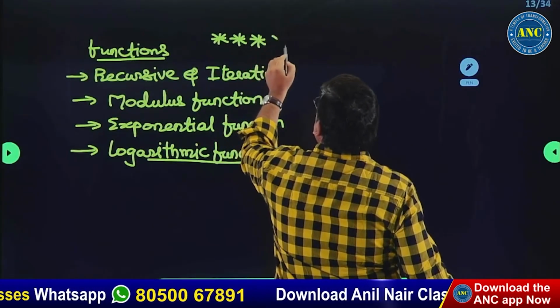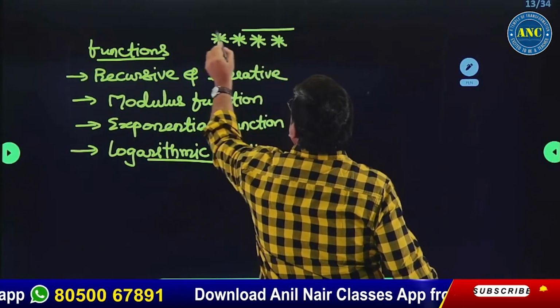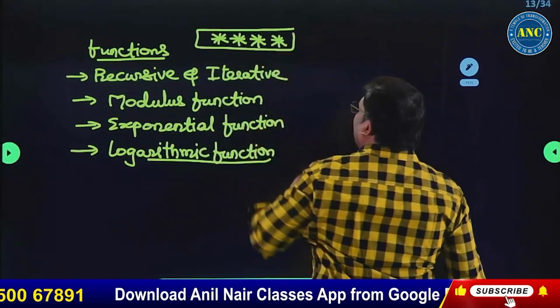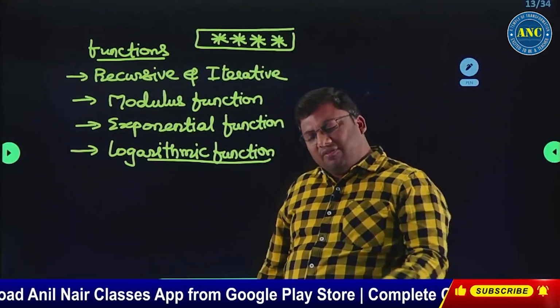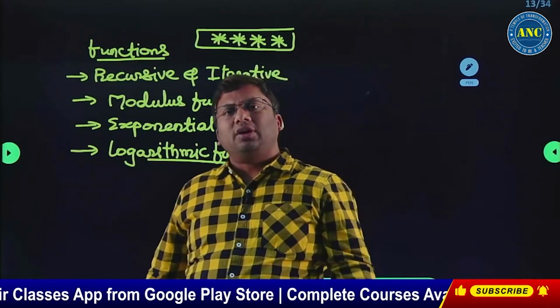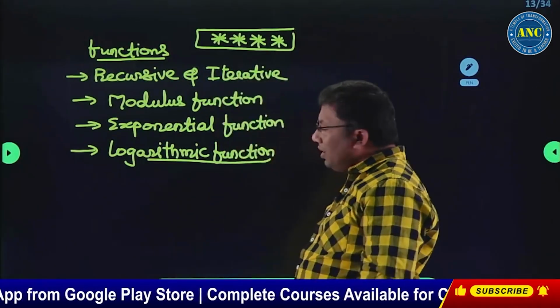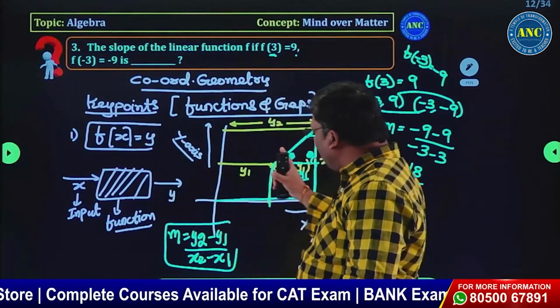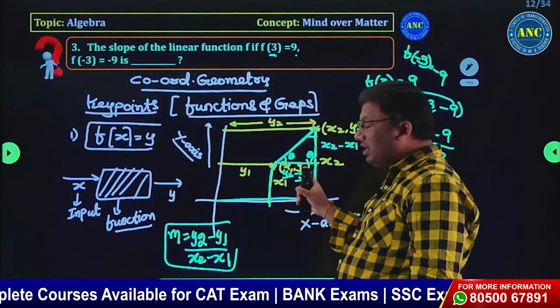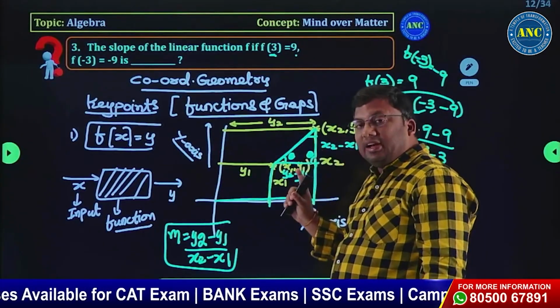I have not seen any CAT paper without a question from functions, at least in the last 23 years. Every year you open any CAT paper, you will see a question. Please make a note of it. I hope the definition of function is clear. I hope the definition of coordinates is clear. I hope the slope is clear.